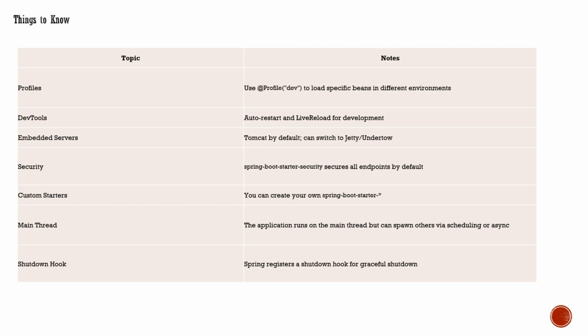Now we can create your own custom starter also, if you want certain dependencies of your own libraries to be created. Now the application is going to run on the main thread, but we can actually have a different scheduling process where you can have separate threads created using the asynchronous flow, or you can create a scheduling process. Ultimately, it is also going to register a shutdown hook which is going to gracefully shut down your application if a certain problem arises.